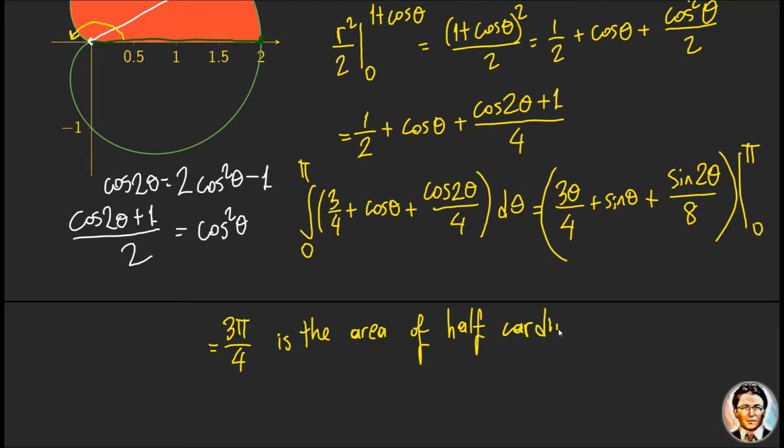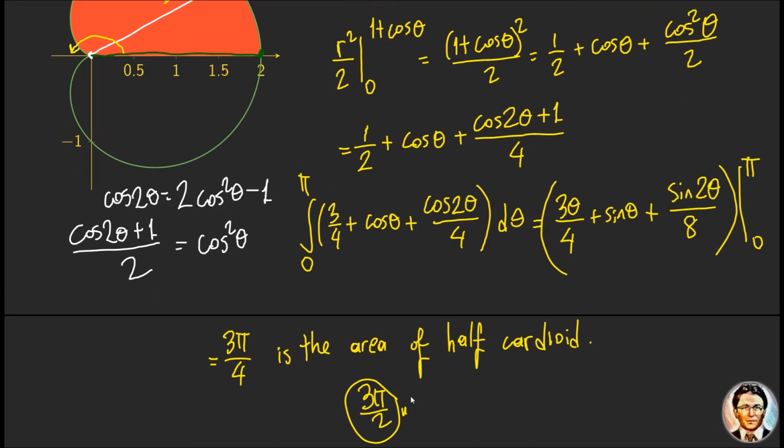If we want to calculate the full area, then you will just say 3 pi over 2, just multiply by 2. For some other questions, for this one it is not necessary, but sometimes r is negative, so you may need to split the integral into 2 pieces, but not for this one.